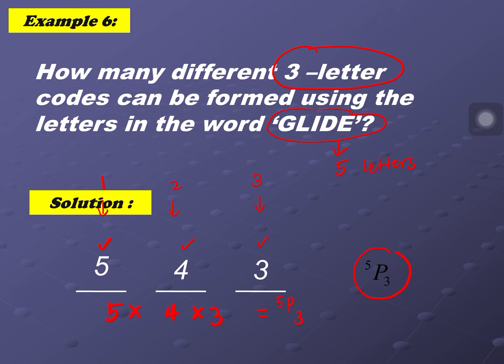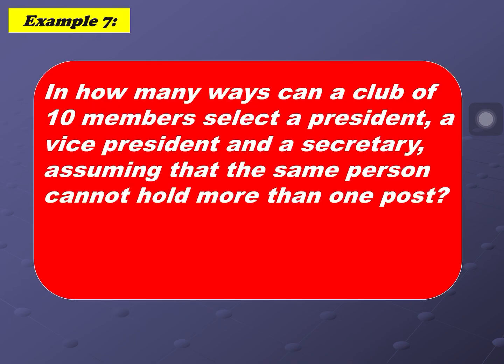It's equal to 5P3. You can use your calculator to get the answer. How? Let's start with 5 first, and then you push the button shift, and then multiplication. Then you will see 5P, and then you press the button 3. So you get 60 ways.